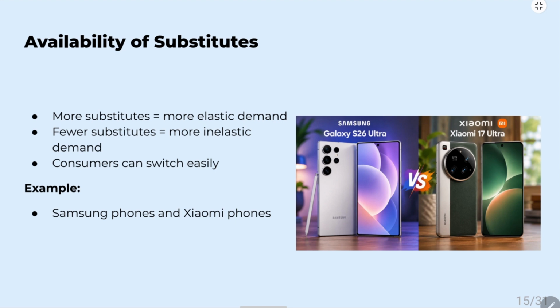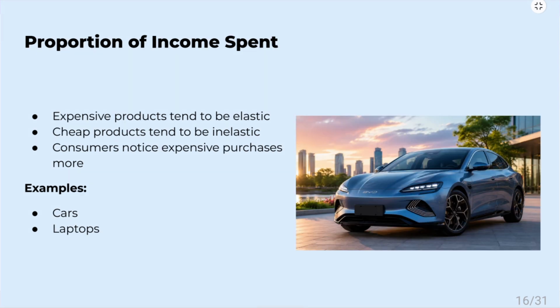The availability of substitutes is one of the main determinants of price elasticity of demand. If consumers can easily switch to another product, demand becomes more elastic. For example, Samsung and Xiaomi smartphones are close substitutes. If Samsung increases its price too much, many consumers may switch to Xiaomi phones instead. Because consumers have alternatives available, quantity demanded changes significantly when prices change.